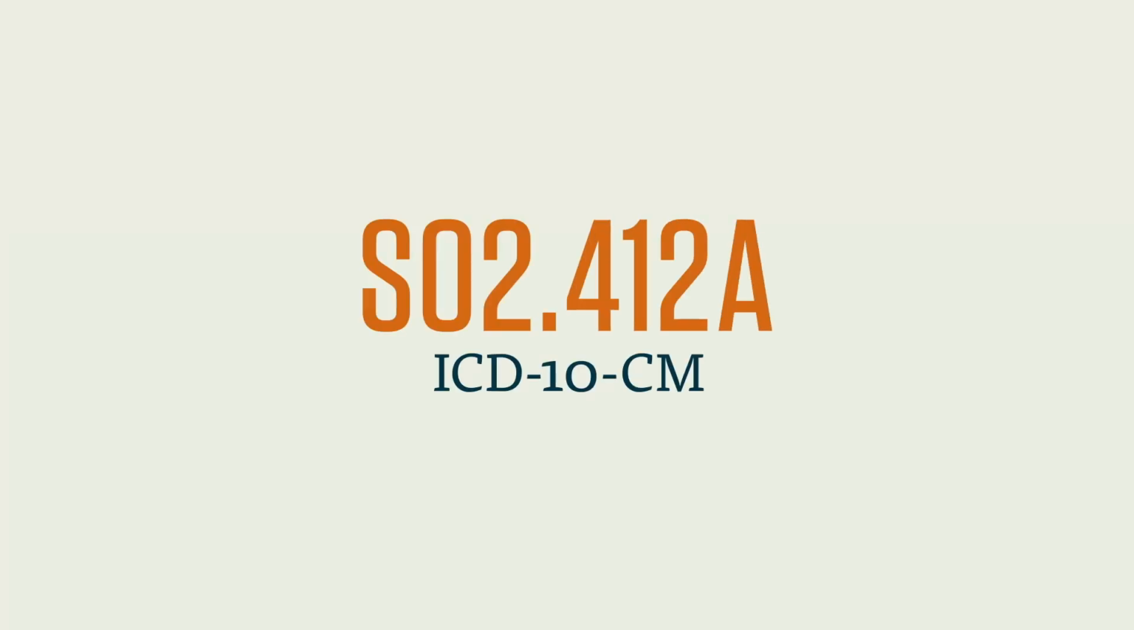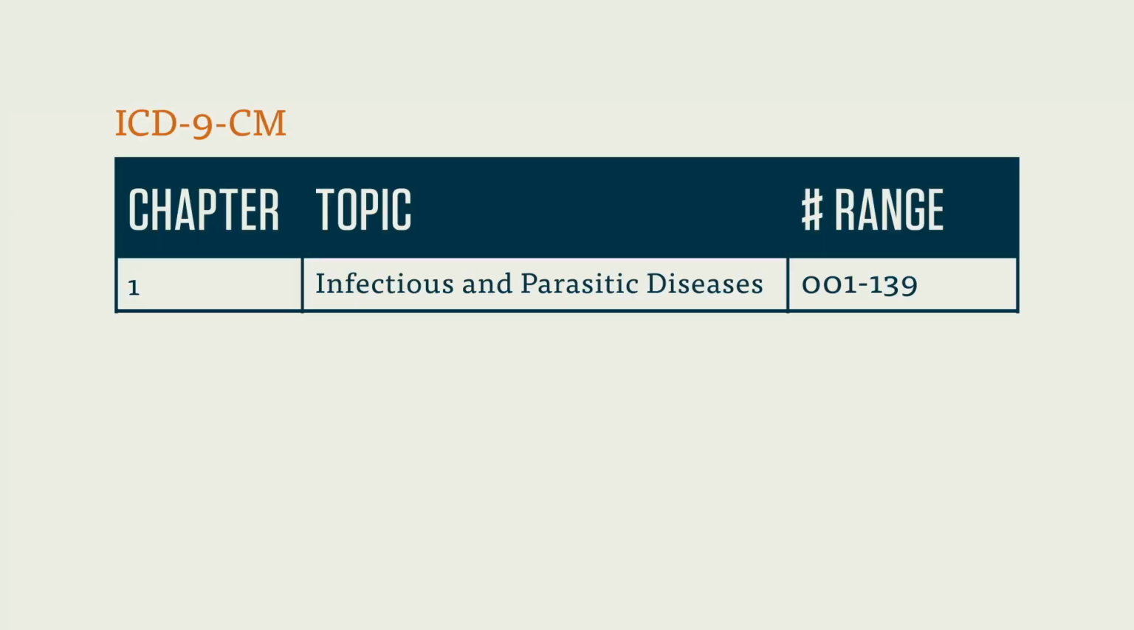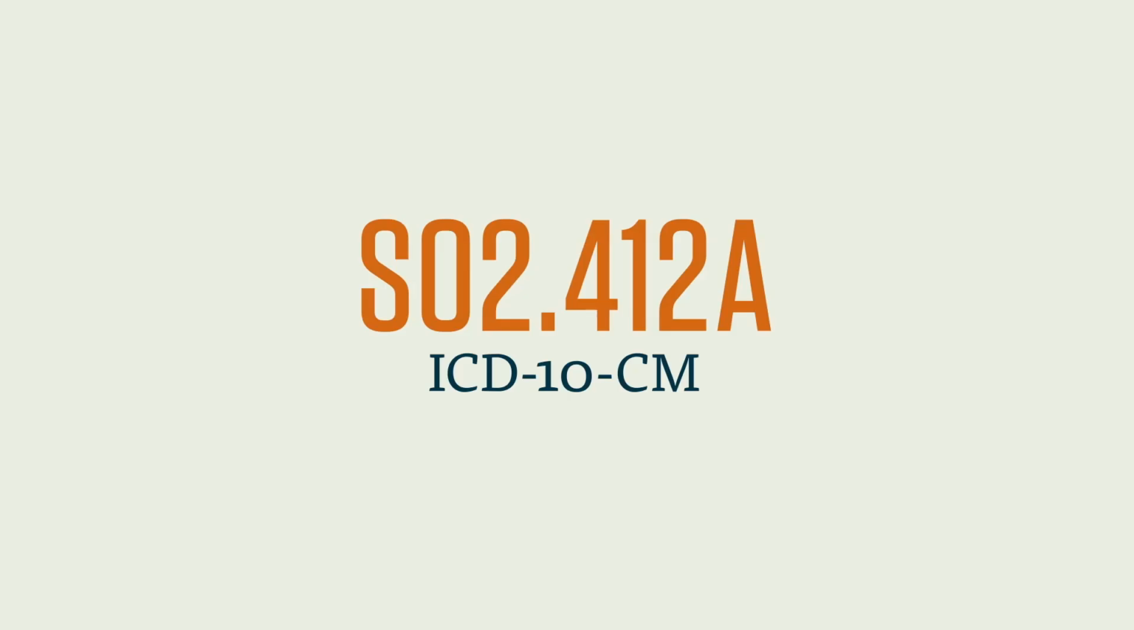ICD-10-CM is 3 to 7 characters long and is entirely alphanumeric. Like ICD-9-CM, it's organized into chapters or sections based on the type of disease or condition shown in the diagnosis. For instance, Chapter 1 in ICD-9-CM is now the set of A through B codes, A00 to B99, certain infectious and parasitic diseases. ICD-10-CM codes all have 3 character categories and 1-digit subcategories. The subcategory once again follows the decimal point after the category.